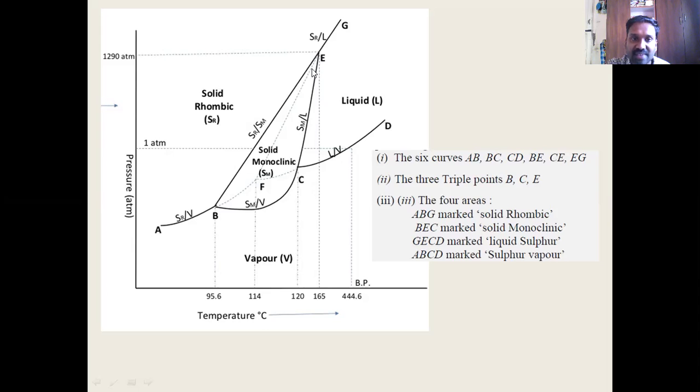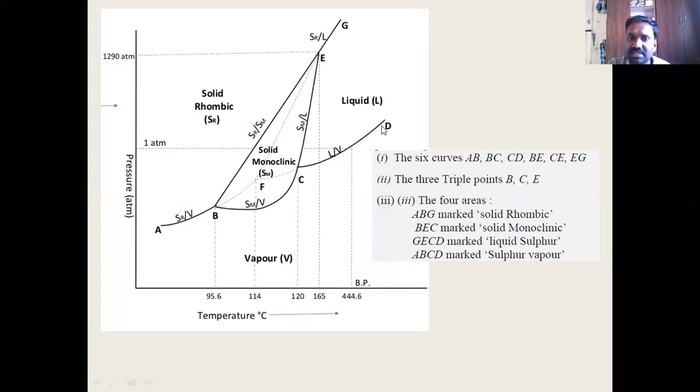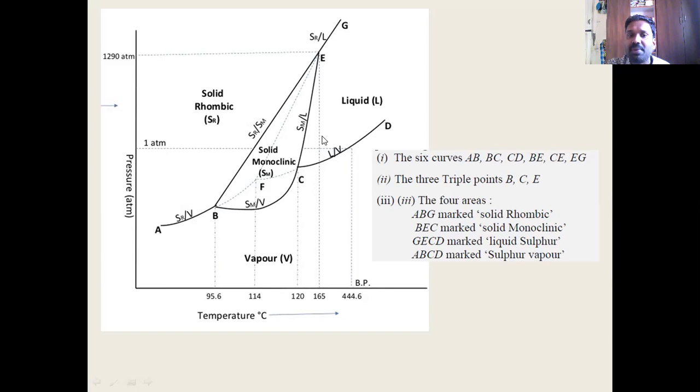Only along these values of pressure and temperature, there is an equilibrium between rhombic and monoclinic sulfur. That's the meaning of any curve in any phase diagram. Only along this curve, or all the temperature and pressure values lying on this line, the equilibrium between the phases exists. Okay, so that is BE.